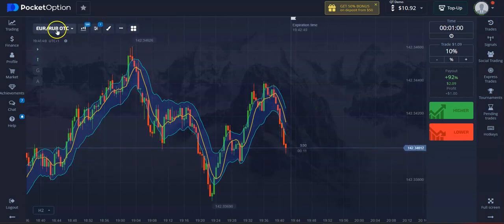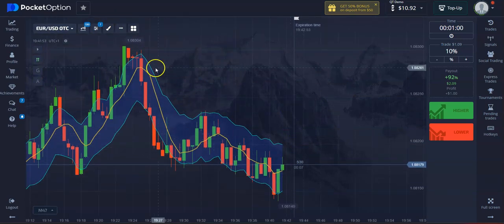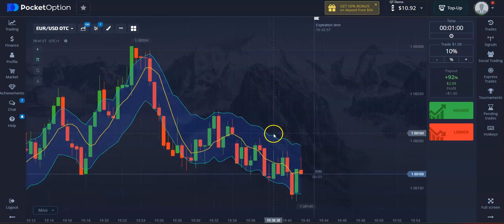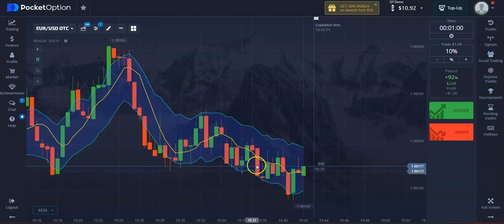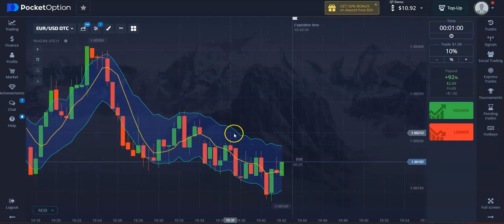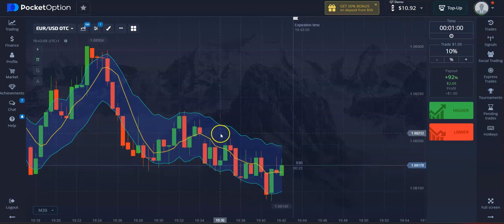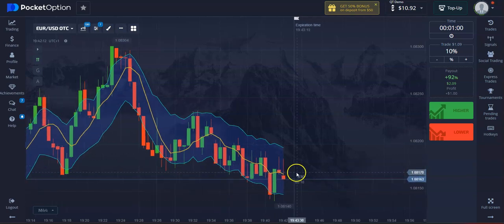Okay, this one is a bit choppy, so we don't want to trade in this kind of market. So this one is on a downtrend. Let's have a look at this one. But at the same time, we can see that the candles are inside the Keltner channel. So when that happens, the price either goes up or down, so it's a lot harder to trade.